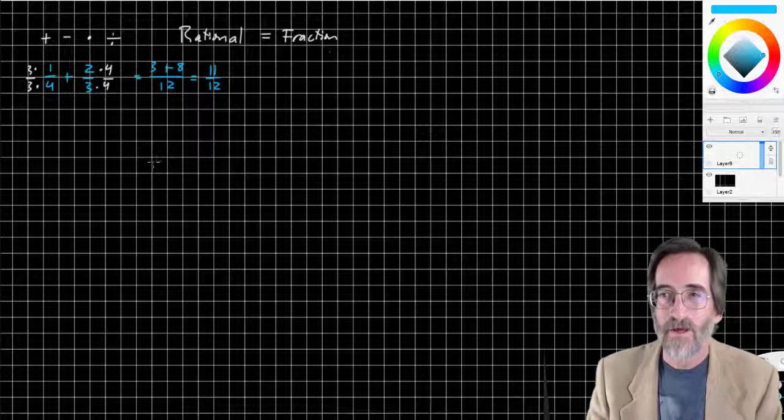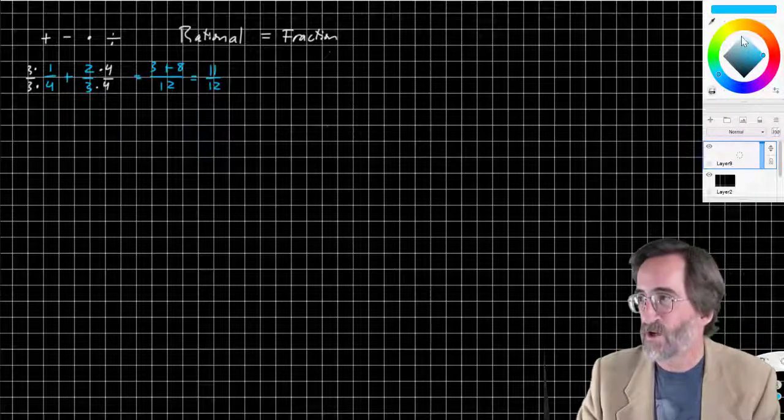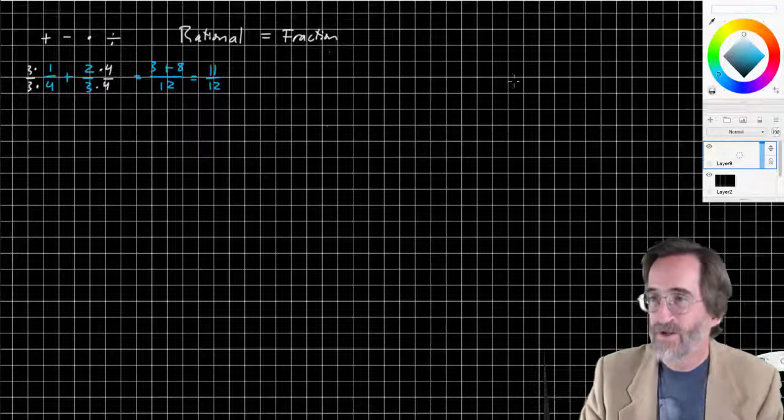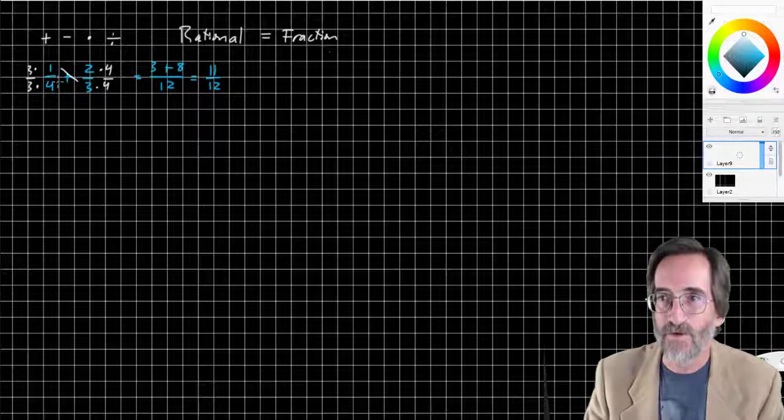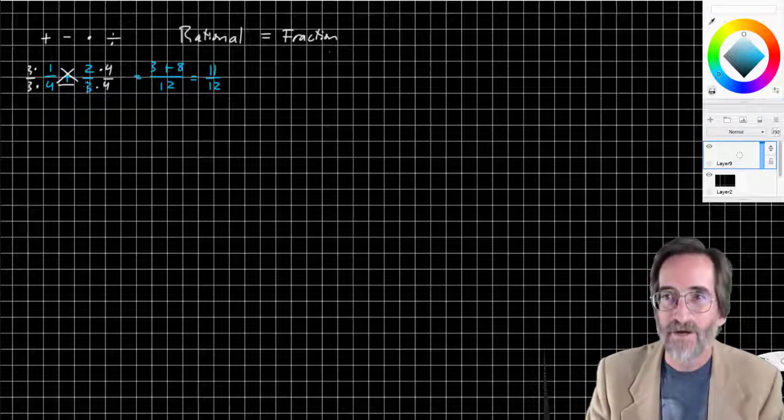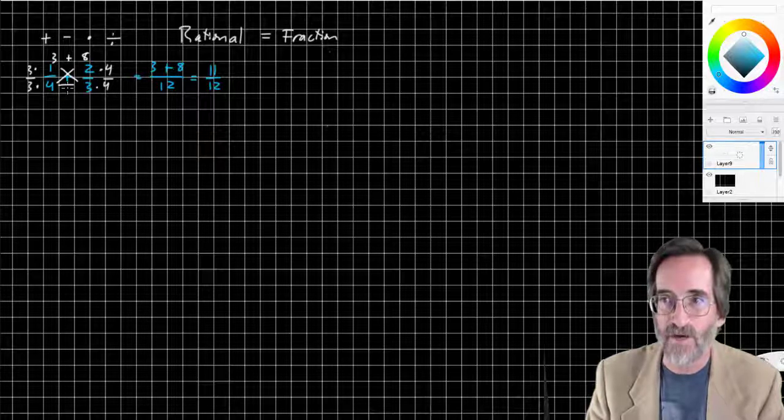Another way to think of this is crisscross. There's kind of a pattern to it. My students used to call it crisscross applesauce, right? Multiply the diagonals. 3 times 1 is 3. 4 times 2 is 8. Add 3 plus 8 to get 11, and multiply 3 and 4 to get 12.